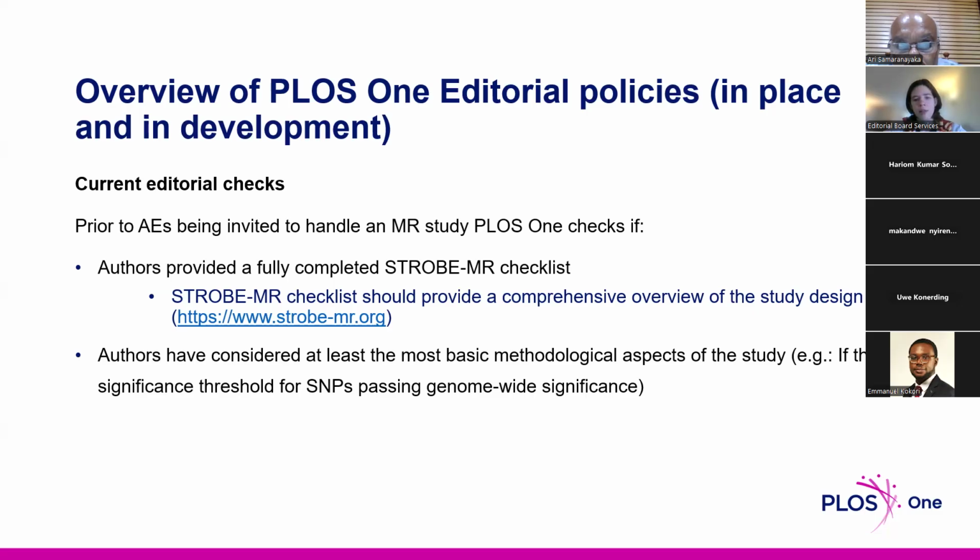What this also means is that every single submission that does proceed to AE handling, where we invite you to take care of them, should have this STROBE-MR checklist attached. It should never progress to you if this isn't provided. Okay, and I can see in the poll the answers are slowly coming in, but the majority of you has used or would at least consider using the STROBE-MR checklist. That's really good to know, because that validates that we have put this policy in place.